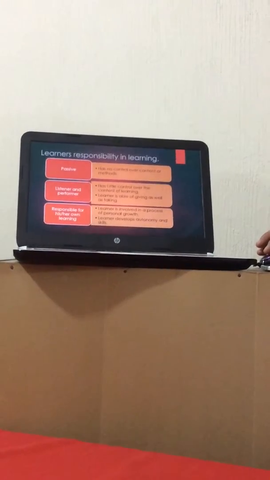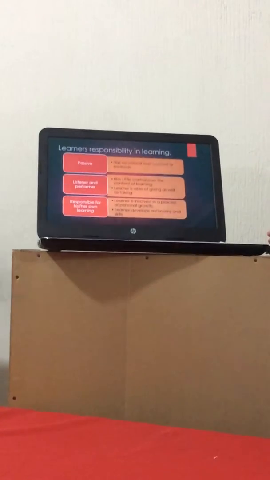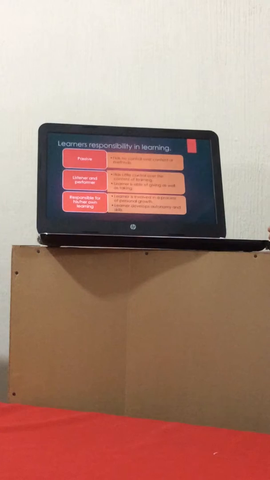Now, about learner responsibility in learning. We have 3 categories for the role of learners. Learners have a passive role. He has no control over content or methods. When the learner is a listener and performer, he has little control over the content of learning. The learner is able of giving as well as taking. The third role is that the learner is responsible for his or her own learning. The learner is involved in a process of personal growth, and the learner develops autonomy and skills.